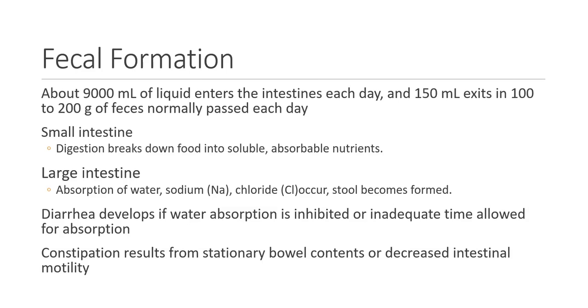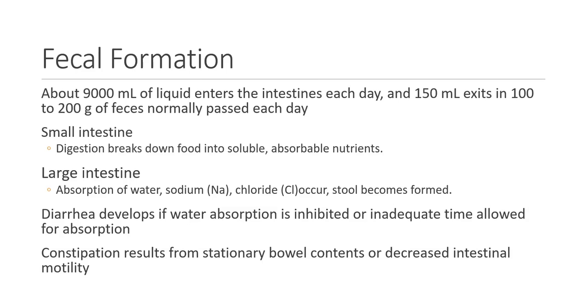The small intestine is where the magic happens. This is where digestion breaks down the food into soluble, absorbable nutrients. The large intestine has the waste products from this digestion process, and in the large intestine, the absorption of water, sodium, and chloride occurs so that the stool becomes formed.